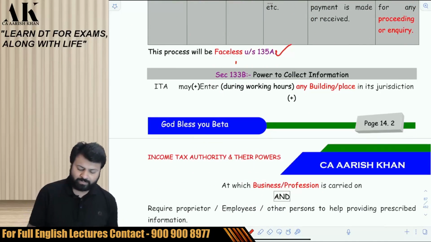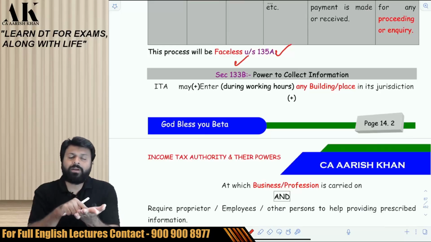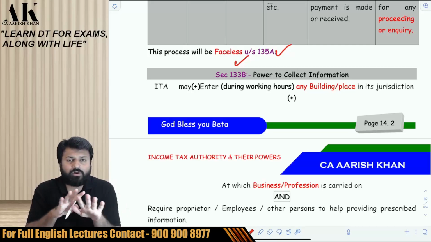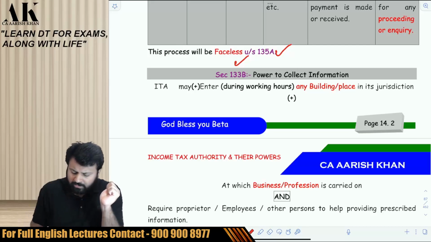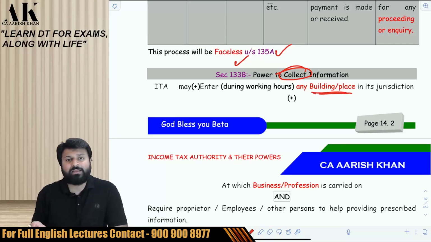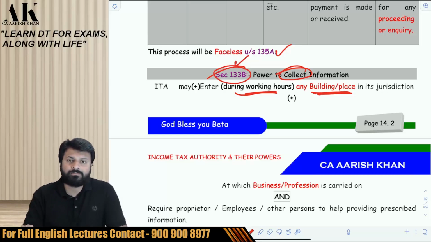Now the next power, 133B. In the previous power, the government was calling for the information from you. If you are not giving the information, now the government has the power to collect the information. So for collecting, what will they do? They will enter any of your business places, any building or place, during working hours only. Under this section, they cannot enter beyond working hours. And under this section, they will only enter your building or any place.